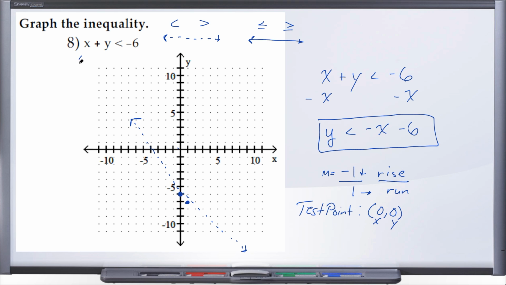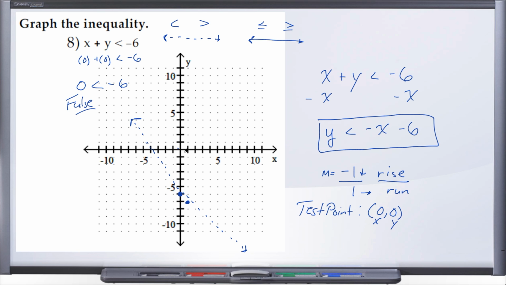So we plug 0 in for x, plus 0 for y, is less than -6. Here on the left, we have 0 plus 0, which is just 0, is less than -6. Is this a true statement? Is the number 0 less than, or smaller than, -6? Well, no, it's not. This is a false statement.